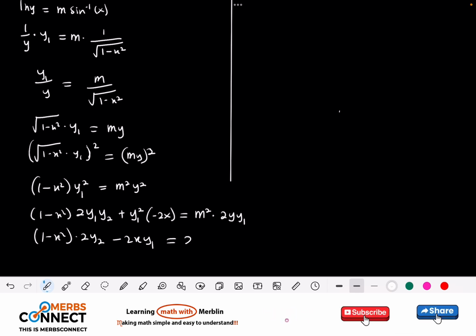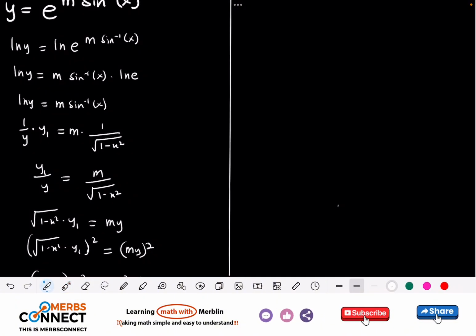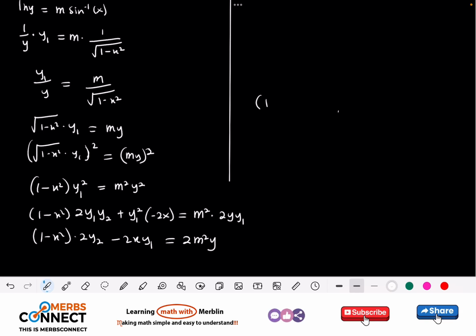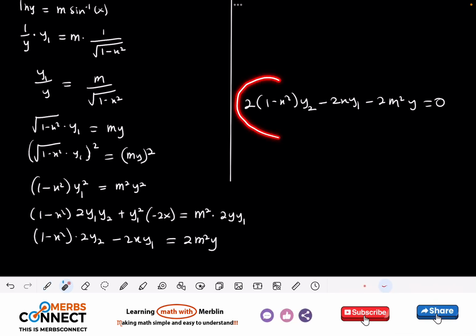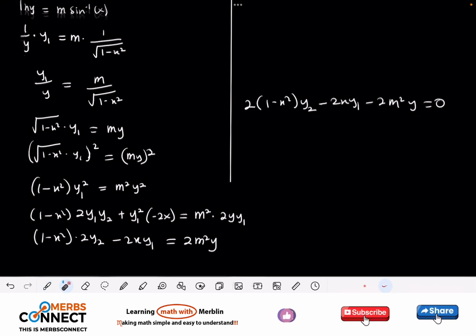So let me bring the 2 first. 2m squared y. So this is what I'm going to have. And finally, I can decide to rewrite this one as 1 minus x squared 2. I'm bringing the 2 in front. So 2y2 minus 2xy1 minus 2m squared y, which is equal to 0. So this is the second derivative in terms of Leibniz rule.